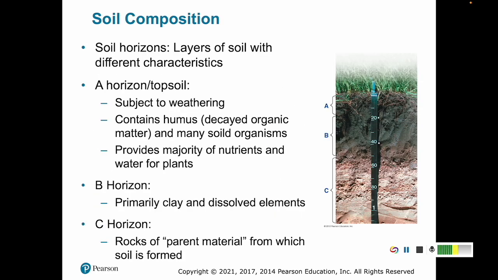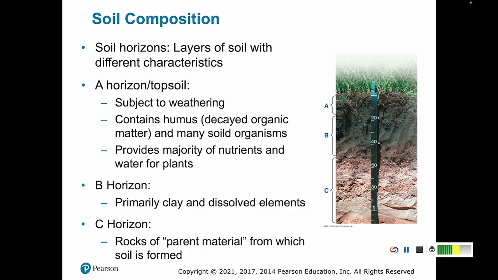When a root is growing in the soil, that soil will have different layers in it, and those layers are called soil horizons. And each of those horizons has some different characteristics of it. This top layer, layer A, is a topsoil. It will be subject to weathering, so it could be worn away through wind or water. It contains humus. That word is humus. Humus is decayed organic matter.